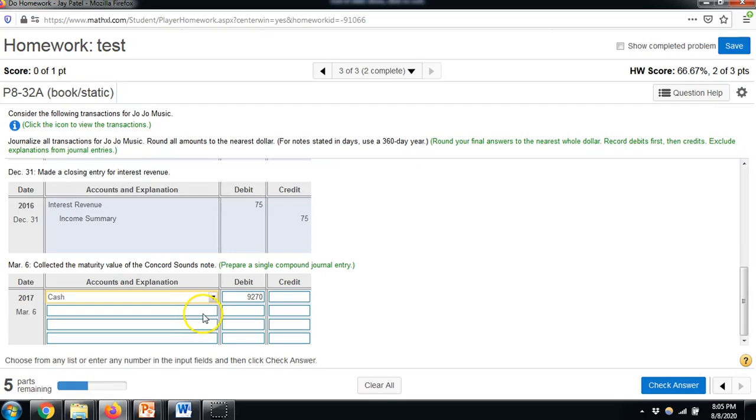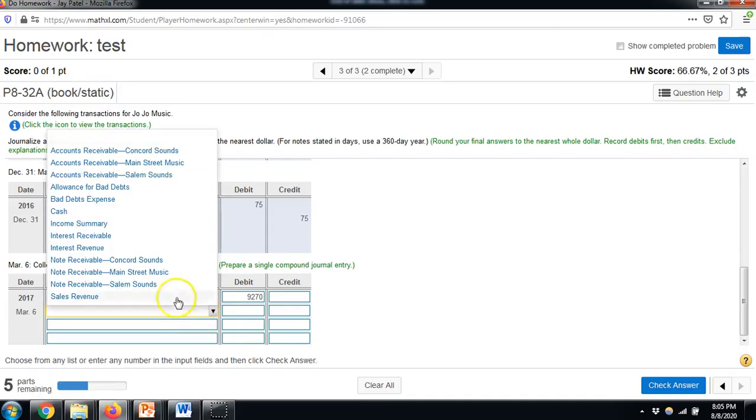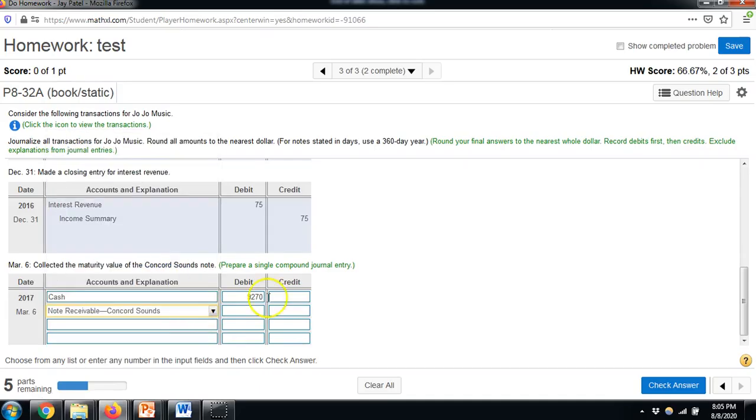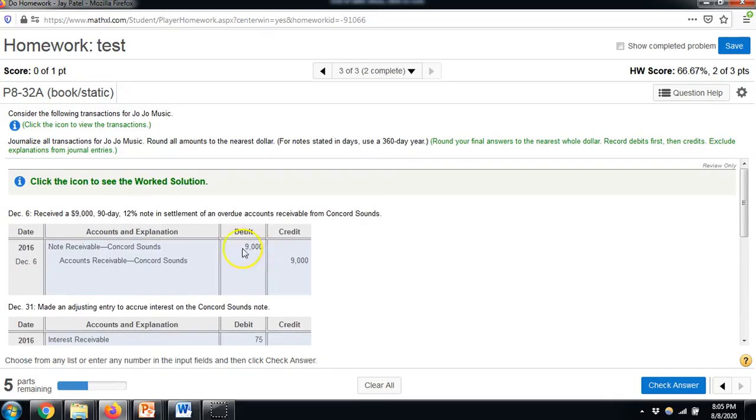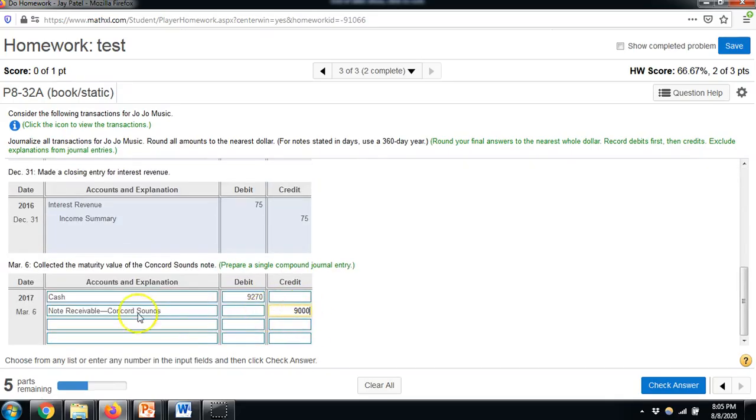Now, how do we do the rest of this? For one, we are definitely going to remove the note receivable of $9,000, which we created right here, because it's now paid off. This note receivable was a debit, so we are now crediting the same note receivable to clear it out since it's being paid off. Now, how do we deal with this interest?